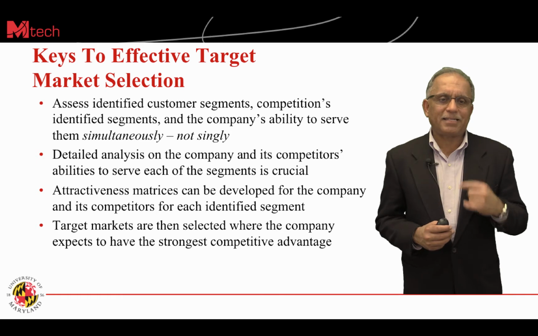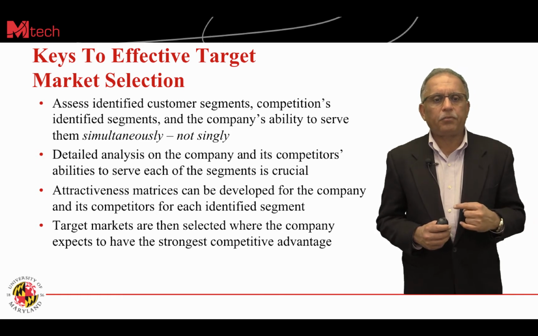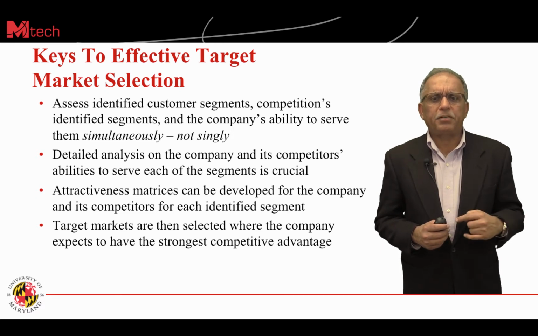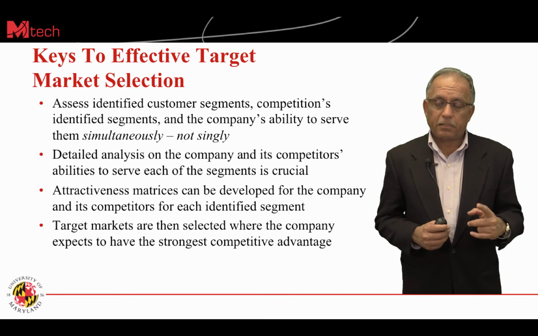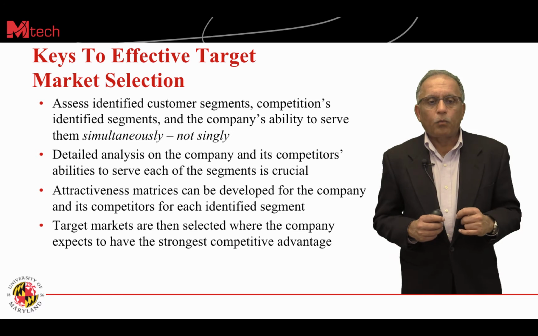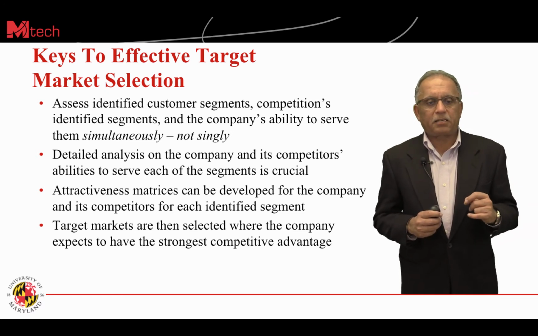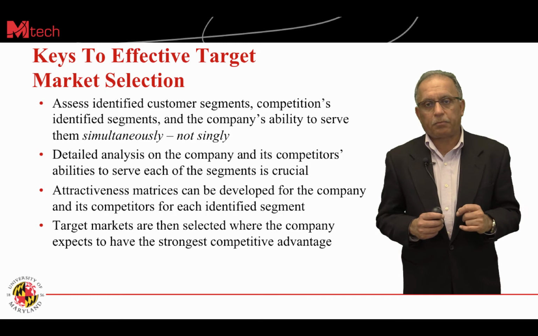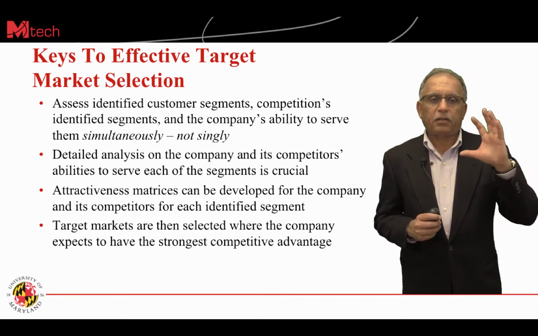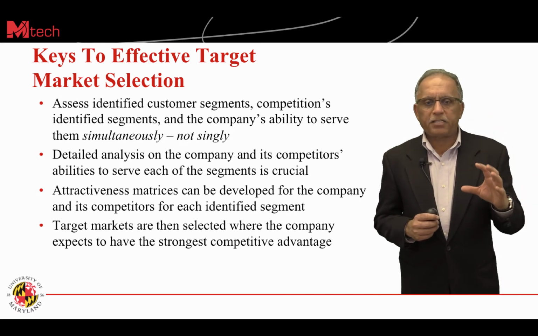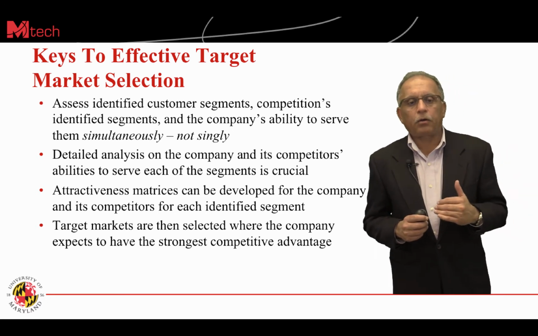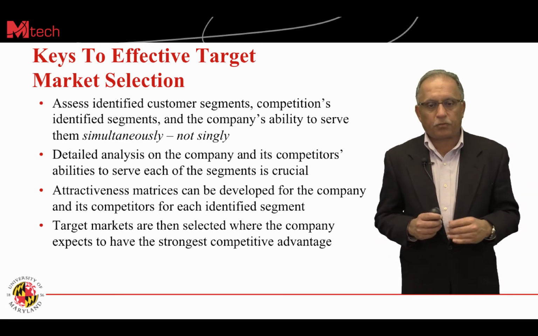The key to effective target market selection lies in the following steps. First, we assess identified customer segments, competition's identified segments, and the company's ability to serve them simultaneously. We assess all these three things simultaneously, not singly. Second, we do a detailed analysis on the company and its competitors' abilities to serve each of the segments. That is crucial.